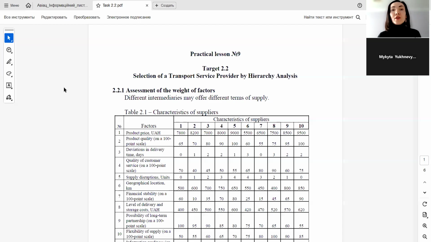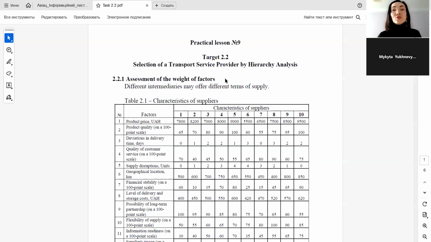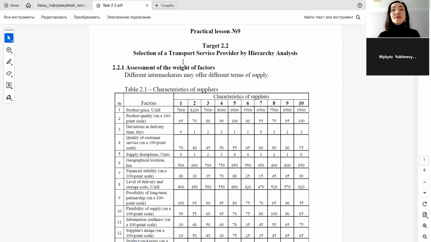Okay, today is our next practical lesson, and we will calculate task 2.2. Now I share my screen, and we can see information about this task. It is practical lesson number 9, and task 2.2. It is about selection of a transport service provider by hierarchy analysis.